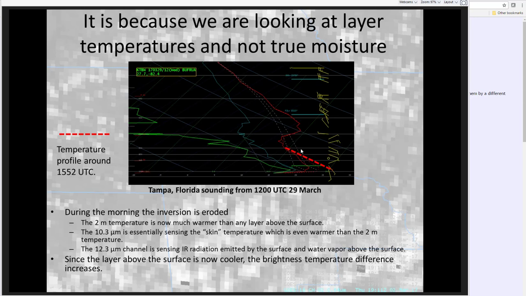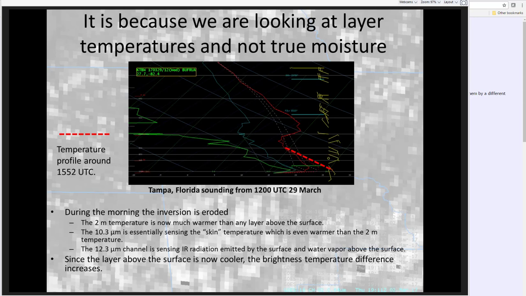And again, since we're looking at skin temperature at this time, it's even warmer than the 2-meter temperature from Winter Haven, which is what my thick red line is based on. And so now that you're much warmer, if there has not been a lot of advection at these other levels, essentially the skin temperature is a lot higher, as measured from 10.3, but the average layer temperature between 700 and 1,000 millibars and the surface is cooler than that skin temperature.